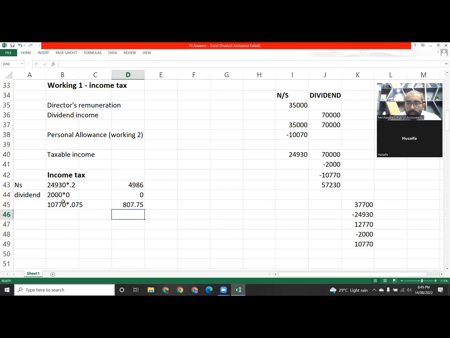Okay. Now, what about the remaining 57,230? The remaining 57,230 obviously will come in the second higher rate band, and the rate is 32.5%. So let's do it. Equals 57,230 times 0.325. Now let's add up.